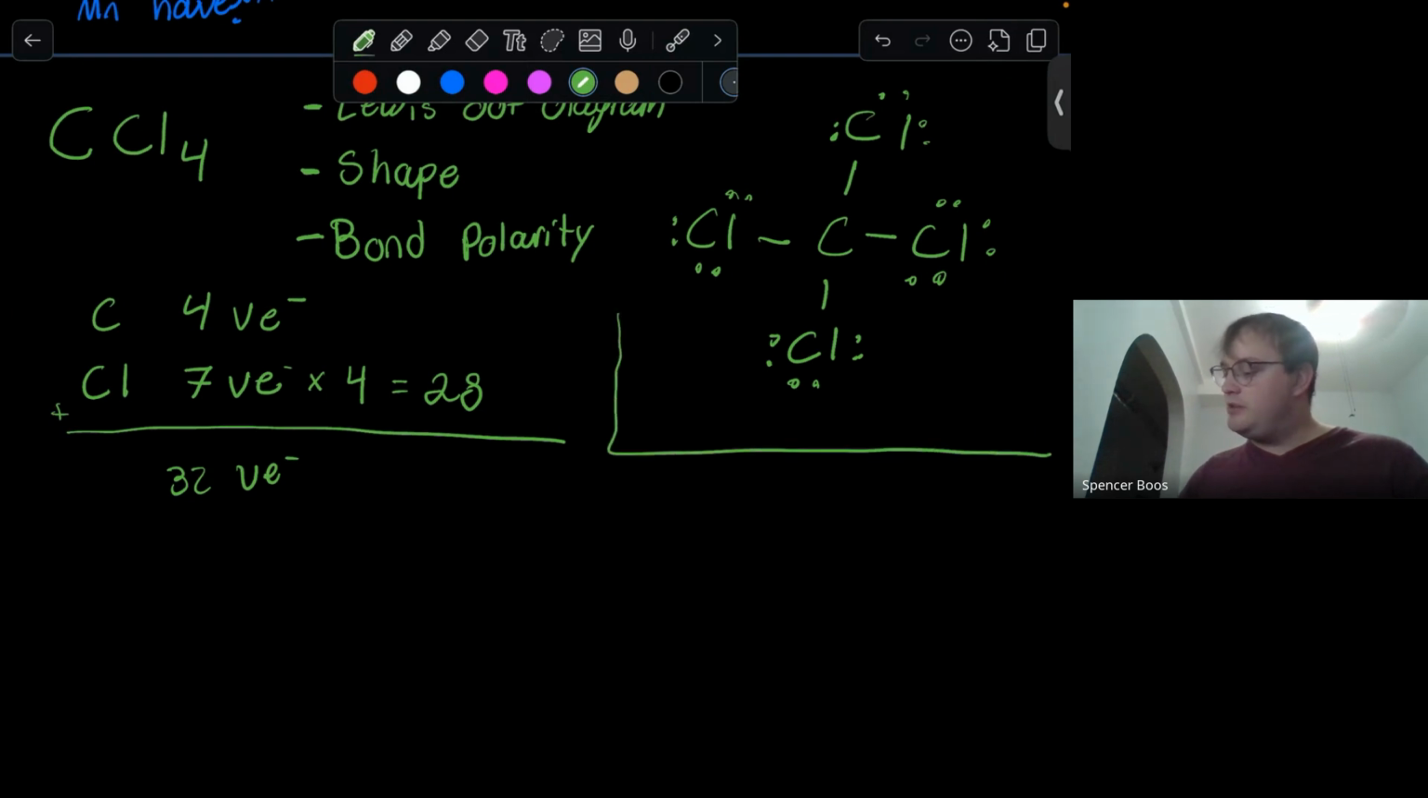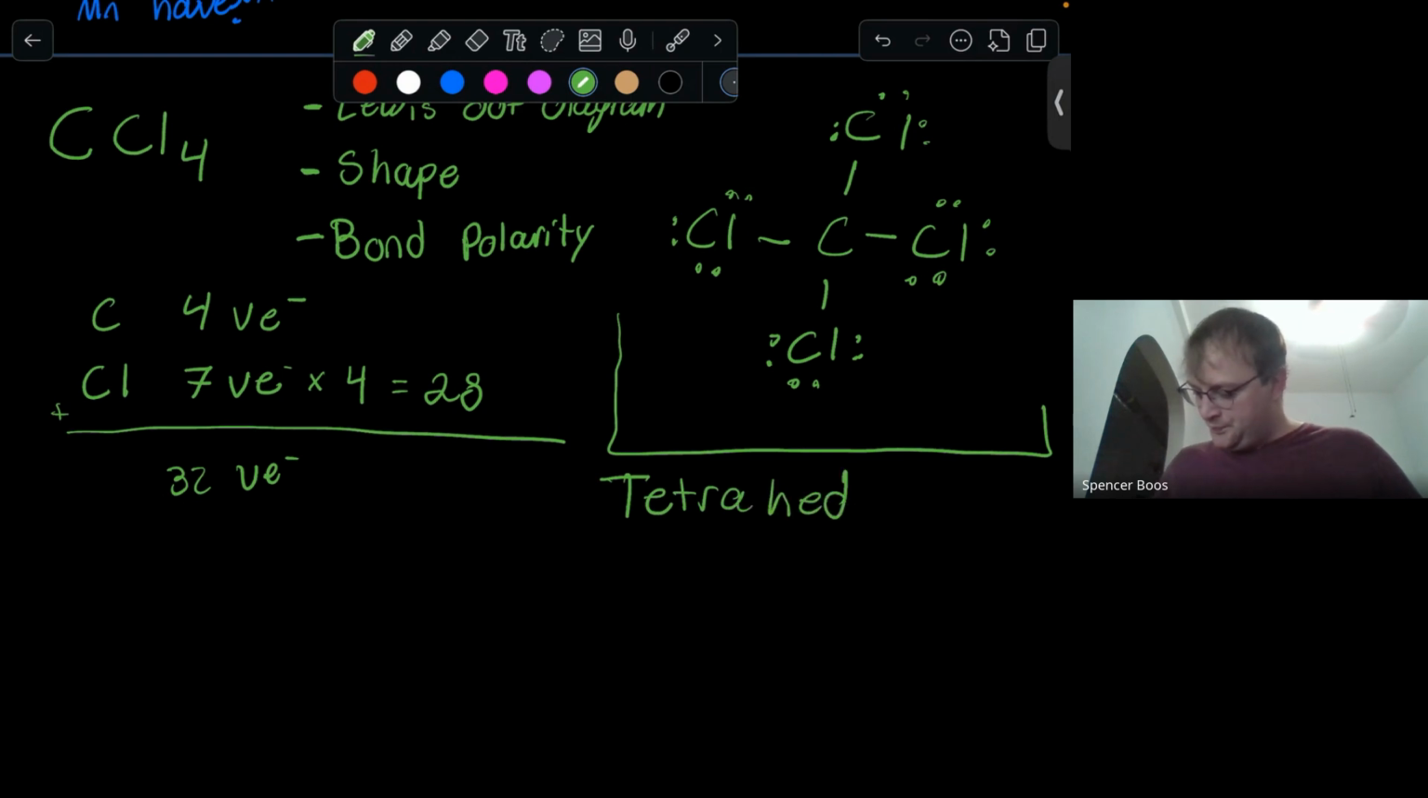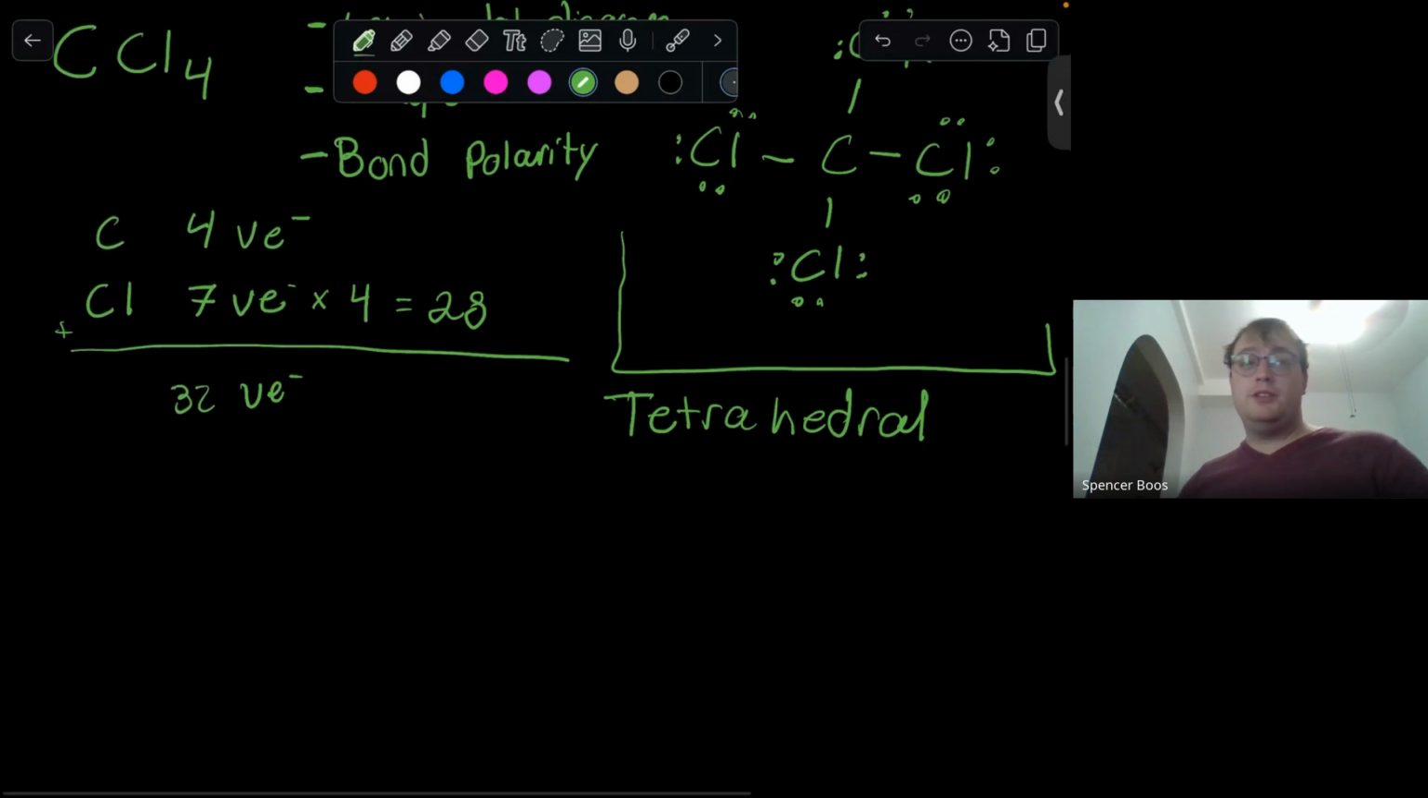All right, so that would be a stable Lewis dot diagram. Now, the shape. I've got 4 bonded atoms, 0 lone pairs. Tetrahedral. Now we need to go over bond polarity and one last thing, the molecular polarity.